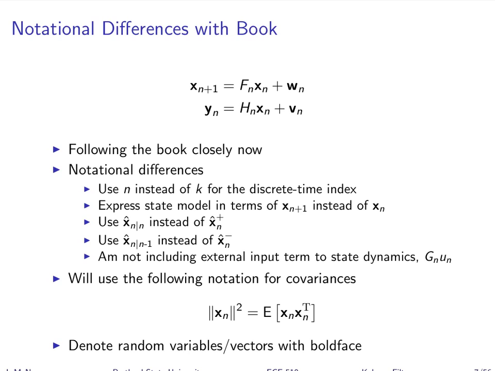Okay, and then again, notational differences with the book. I am following the book very closely in going through this derivation, but I've got a different notation for the covariances, where I'll use this kind of norm notation for a matrix. This essentially means the expected value of the outer product of those two matrices.